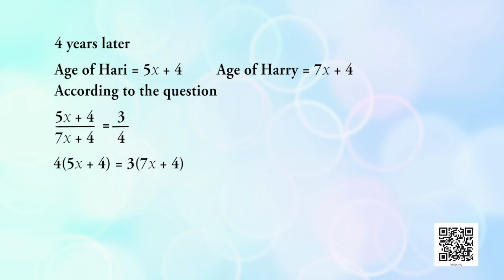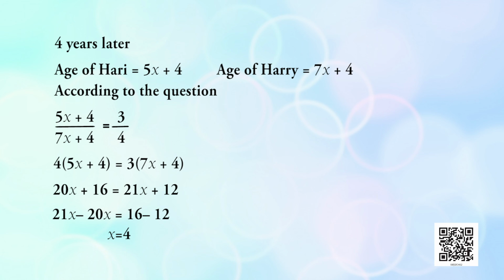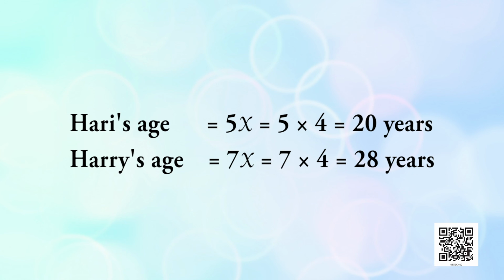By cross multiplying the terms, you know how to get that one. It becomes 4 times (5x + 4) = 3 times (7x + 4). That is 20x + 16 = 21x + 12. By taking the x terms at one side, it becomes 21x - 20x, and the constants on another side, it becomes -12 + 16. Therefore, x = 4. That is, Hari's age is 5x, that is 5 times 4, that is 20 years. Harry's age is 7x, that is 7 times 4, that is equal to 28 years.